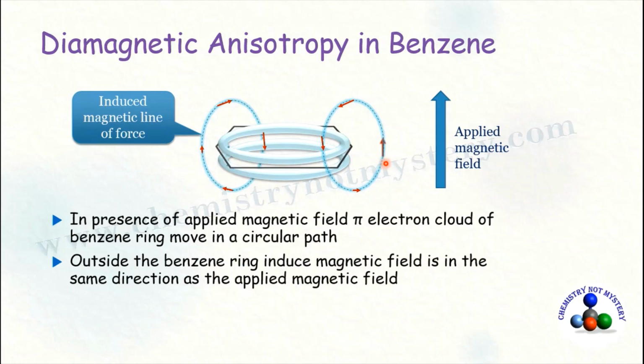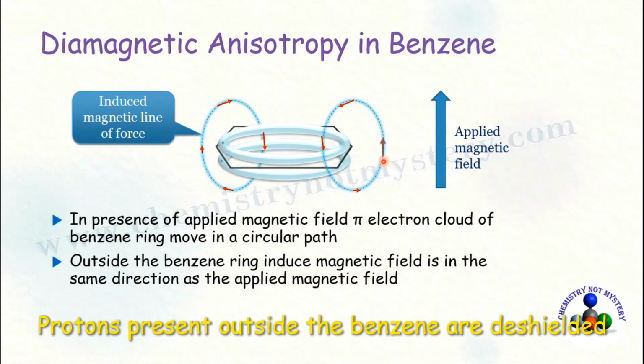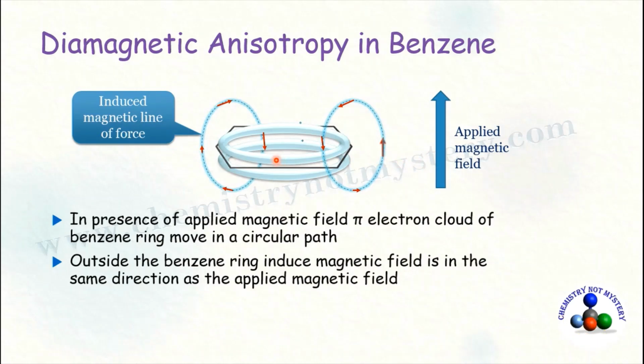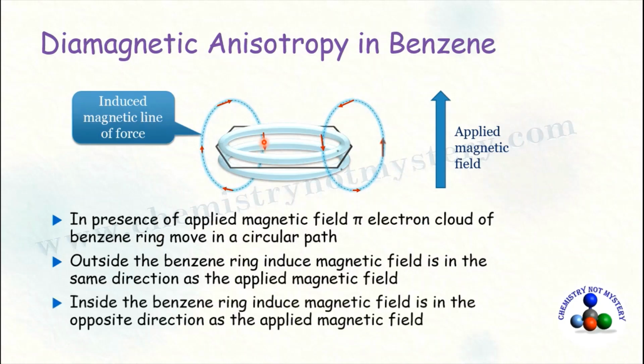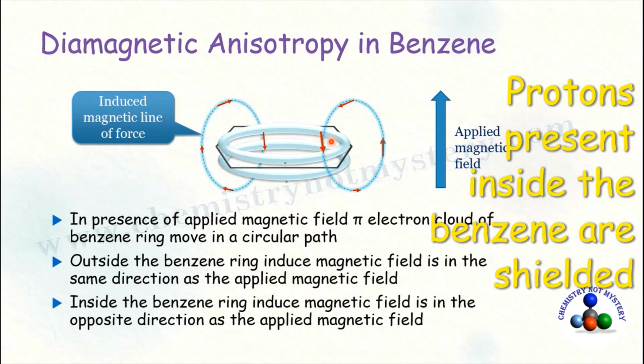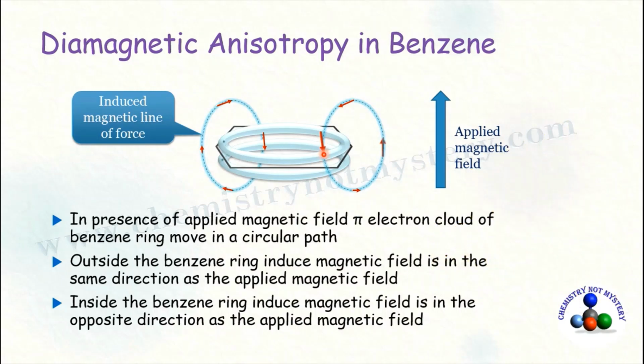So the protons present outside the benzene ring will experience more magnetic field as both the field lines are in the same direction. Such protons will be deshielded protons. But the protons present inside the benzene ring will experience less magnetic field as the induced magnetic field and the applied magnetic field are in opposite directions. Such protons will be shielded ones as they experience lesser magnetic field.